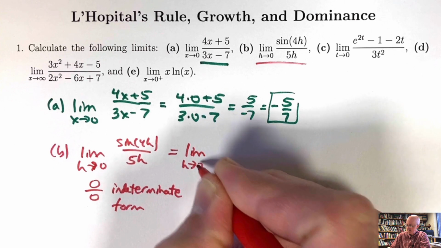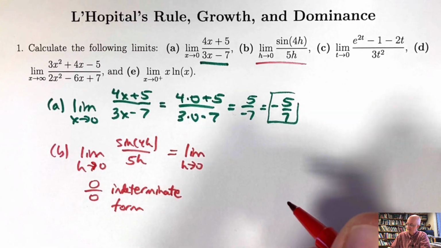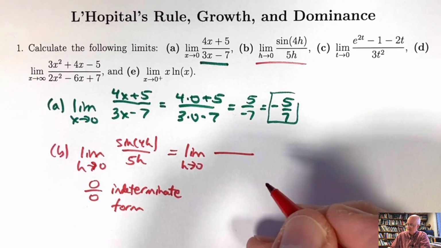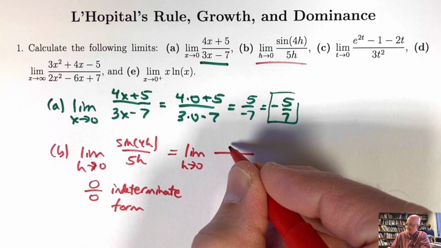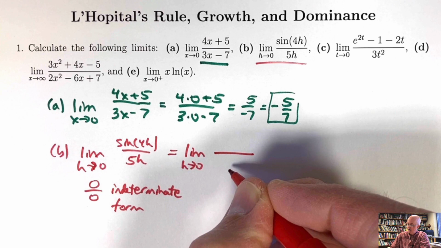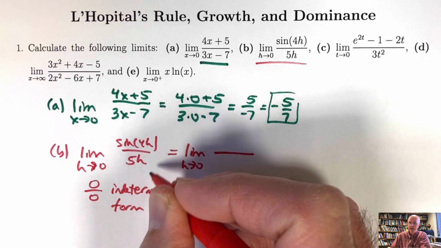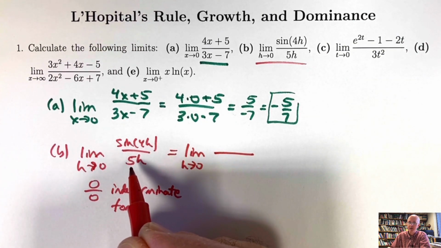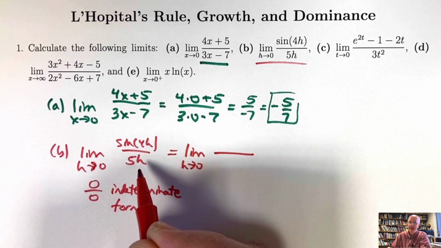It says that this limit, if it exists, will equal another limit, that is the limit of a new ratio, a new quotient, whose numerator, top, and denominator, bottom, are the derivatives of the original numerator and denominator. This is not the quotient rule. We are not taking the derivative of this entire quotient here, just the top and the bottom individually.